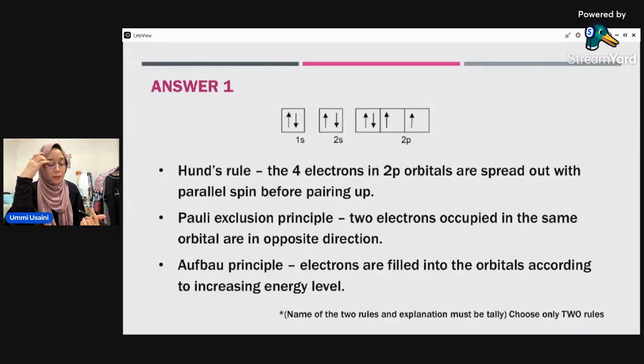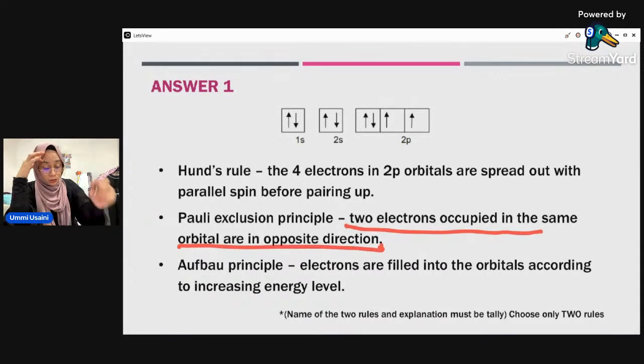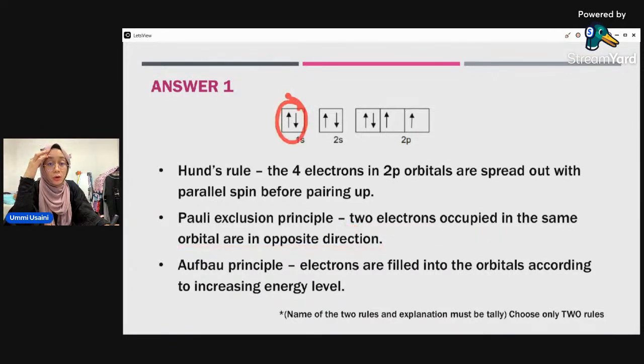Okay, lepas tu kita ada Pauli. Kalau kamu pilih Pauli exclusion principle pula, 2 electrons occupied in the same orbital, they are in opposite direction. So as you can see, 1s, ada 2 electrons in the same orbital. One is going upward, one is going downwards. So meaning you are applying the Pauli exclusion principle. 2s pun sama juga. Satu atas, satu bawah. 2p pula, only one of the orbital yang ada pair. Untuk yang dua ni tak perlu sangatlah untuk kamu tengok. Tapi yang kamu pairkan tu, make sure one is going upwards, one is going downwards. Okay, so itu untuk Pauli.